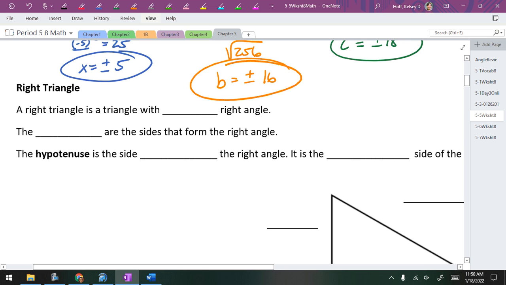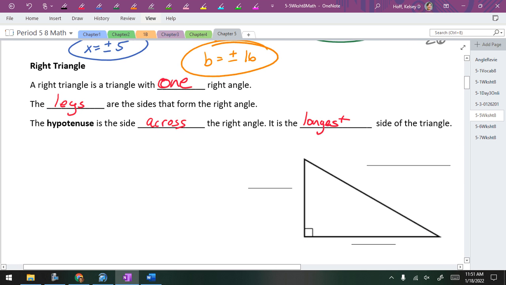Today we're going to deal with right triangles. A right triangle is a triangle with 1 right angle. How many degrees is in a right angle? 90 degrees, right? How do I know in a triangle that there's 90 degrees in that angle? They put the little square in the corner, right? Okay. The legs are the sides that form the right angle. That should sound familiar from Friday. The hypotenuse, please say that for me. Hypotenuse is the side across from the right angle. It is the longest side of the triangle.